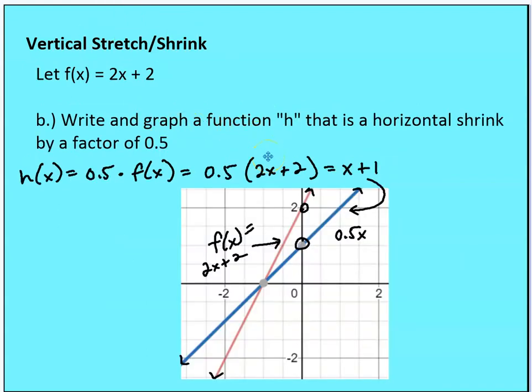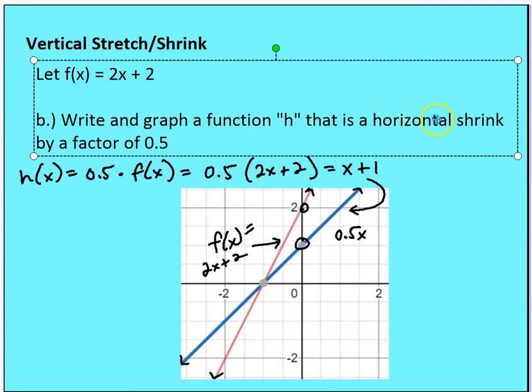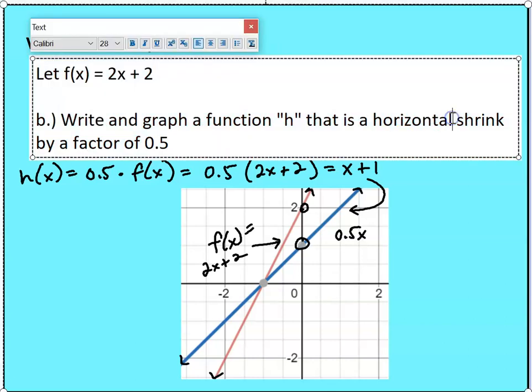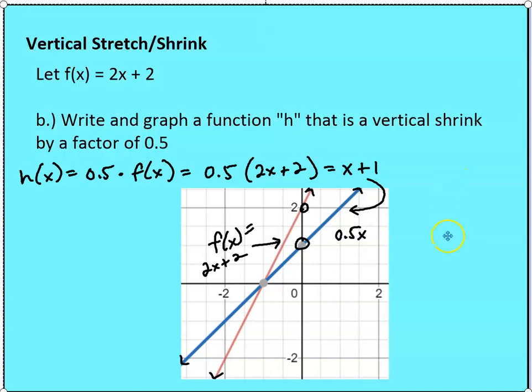I'm going to write and graph a function h that is a horizontal shrink. Well, this should be a vertical shrink, excuse me. So I need to change this. This is a vertical shrink. We will talk about horizontal shrinks in just a moment. So sorry about that. By a factor of 1/2, 1/2 of f of x. 1/2 of 2x plus 2 is x plus 1.